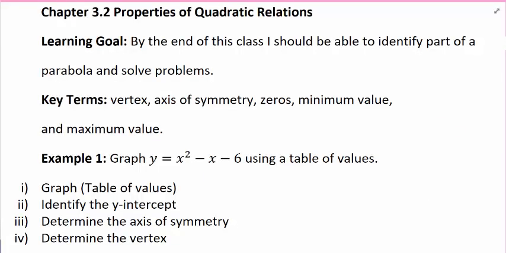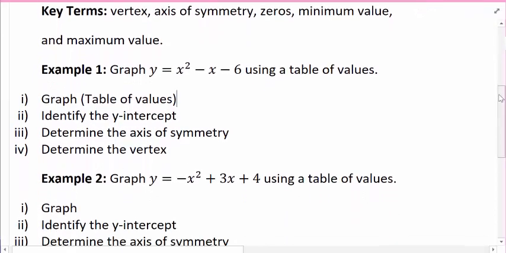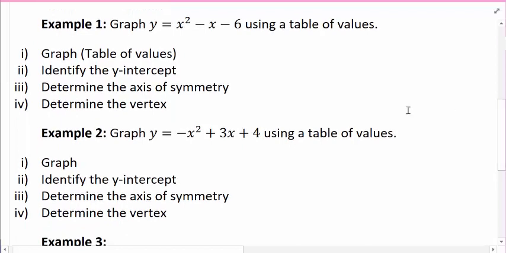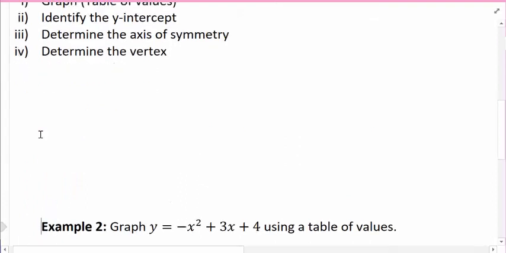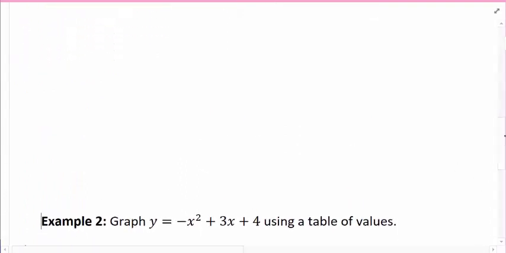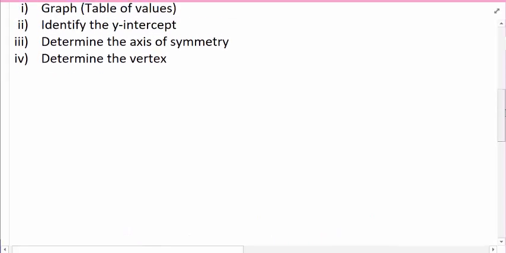Okay, so chapter 3.2, properties of quadratic relations. I'm just going to talk about today different parts of the parabola. So some key terms are vertex, axis of symmetry, zeros, minimum value, maximum value. So we'll take a look at those key terms while we do the questions here. First of all, we're going to graph y equals x squared minus x minus 6 using a table of values. So we're going to create a table of values right now, and then we're going to try to graph this.